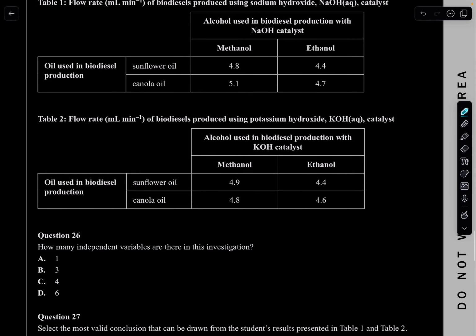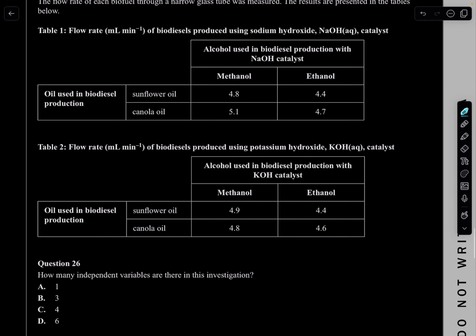How many independent variables are there in this investigation? Of course, okay. Independent variables is the variable that you manipulate. It's the thing that you're changing. And so let's have a look. Now we have two of the catalysts. That's the first thing that came to my mind. I'm like, why do we have so many variables? Like we have NaOH and KOH. That is one independent variable because you're basically measuring between them. Manipulate them basically. That's one.